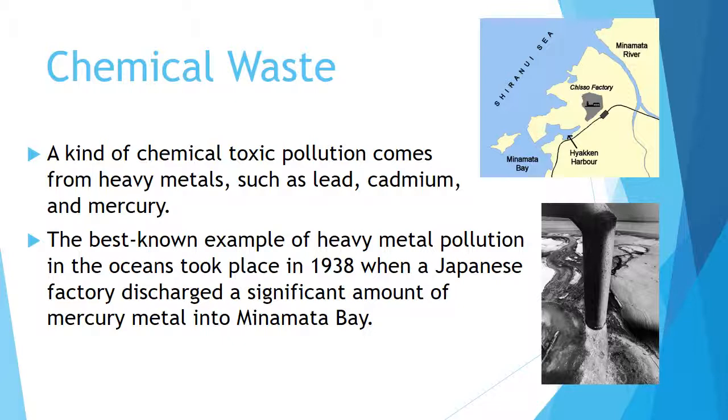The best known example of heavy metal pollution in our oceans took place in 1938 when a Japanese factory discharged a significant amount of mercury metal into the Minamata Bay, contaminating the fish stock there. It took over a decade for the problem to come to light, and by that time, many local people had eaten the fish, and around 2,000 were poisoned. Hundreds of those people were left dead or disabled.